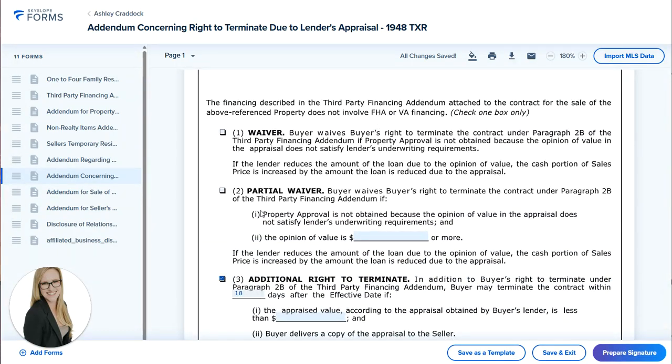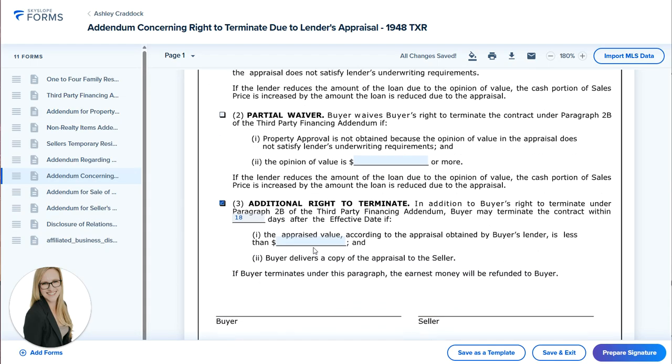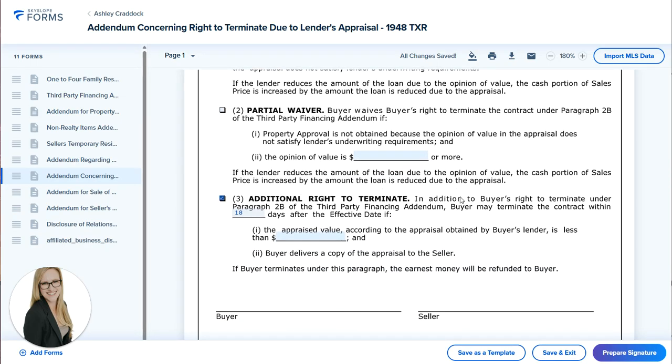The second option is a partial waiver to terminate. So this is basically giving an in-between where if the value comes in at or above a certain amount, so basically say you're under contract for 400 and you write 390 there. If it comes in at 390 or above, you will still pay 400. You're waiving your right to terminate at between those two numbers, but anything south of that 390, you'd have the right to terminate still.